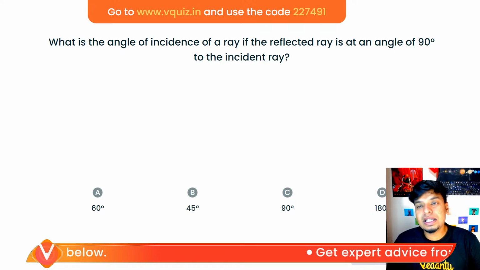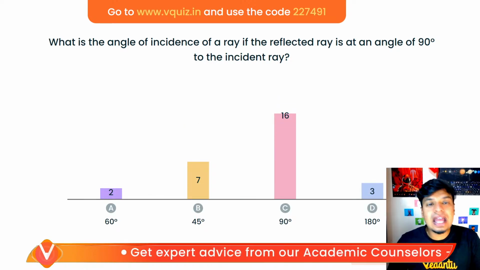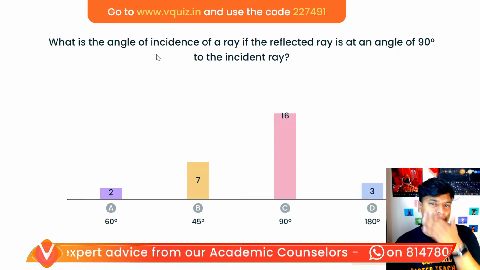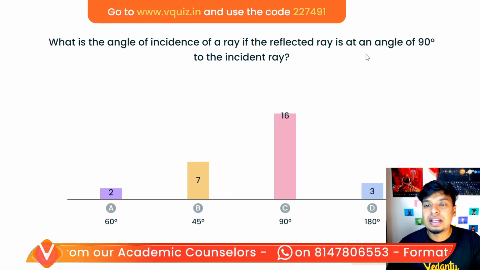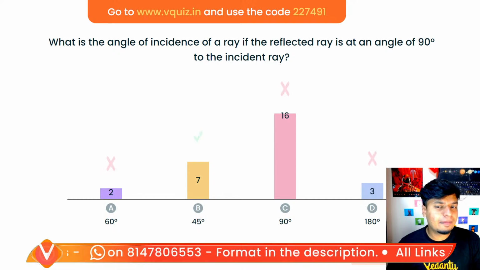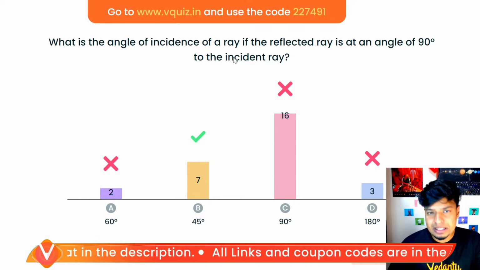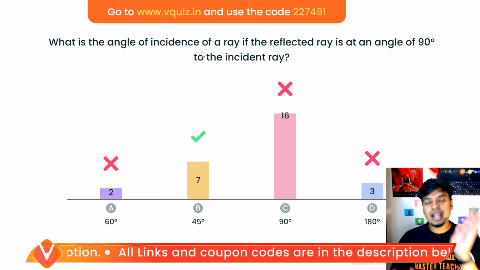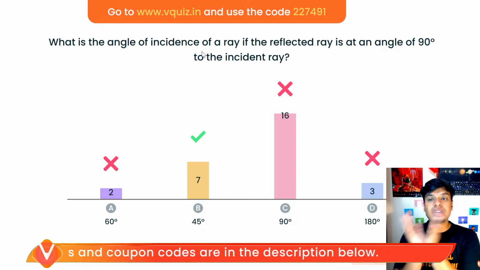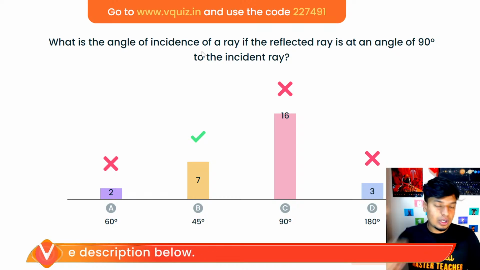So definitely the angle of incident ray. What is the angle of incidence of a ray if the reflected ray is at 90 degrees to the incident ray? It will definitely be, wait a minute. The angle of incidence, if the reflected ray is at 90 degrees to the incident ray, of course, so it will be 45 degrees.